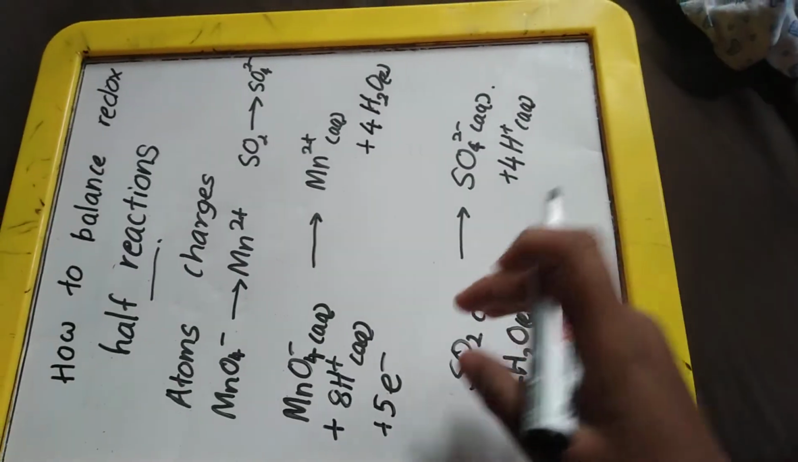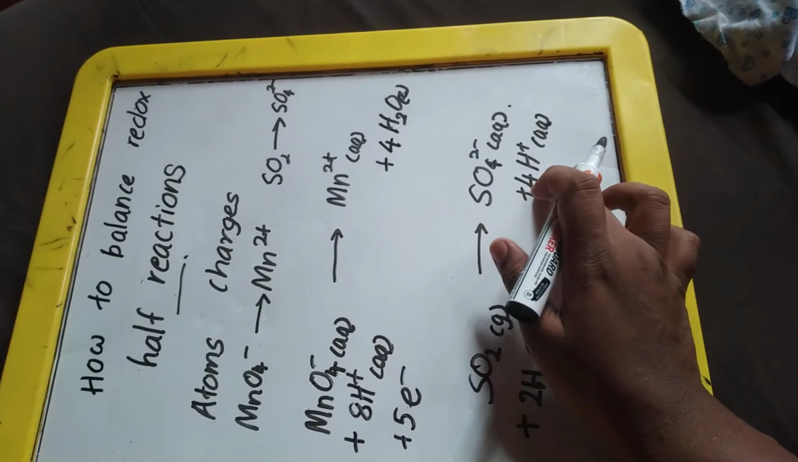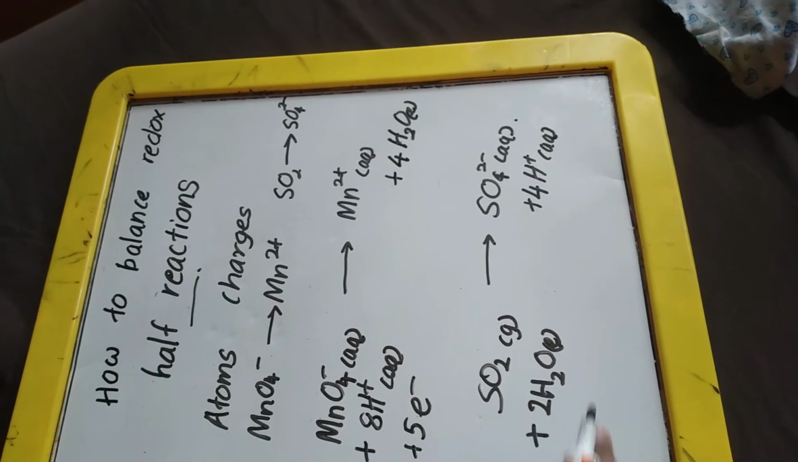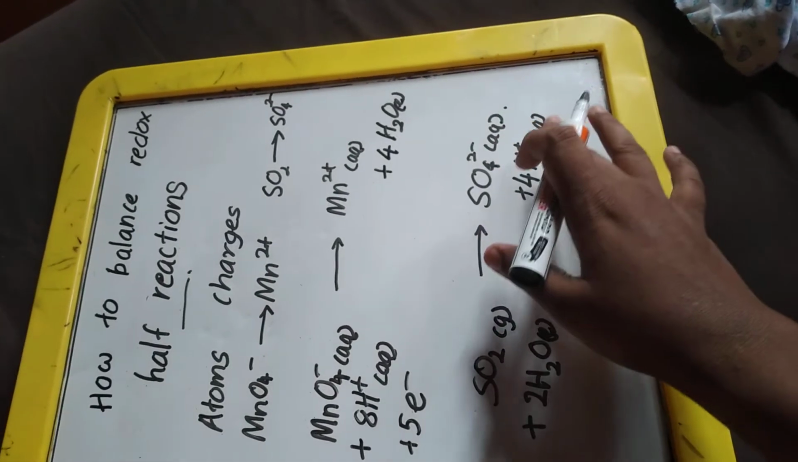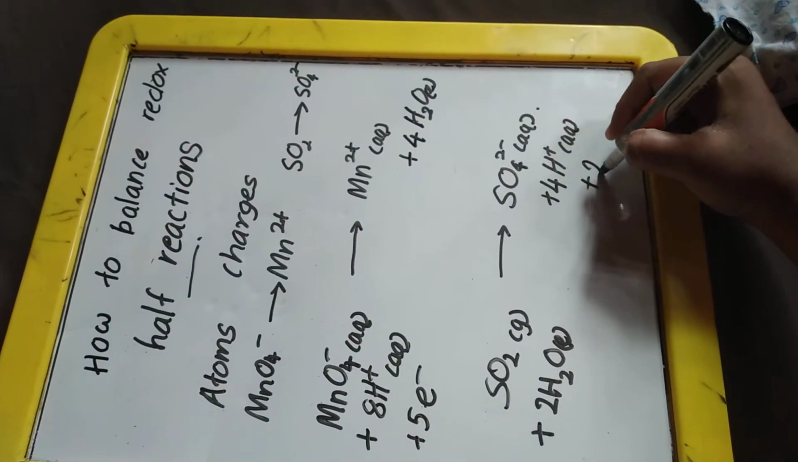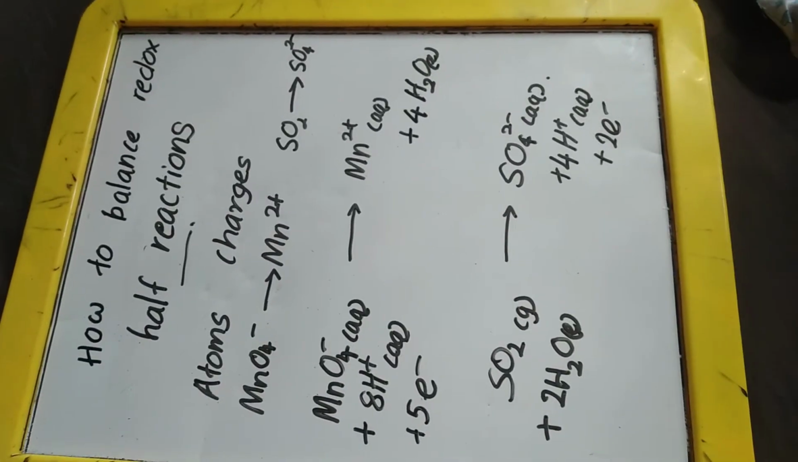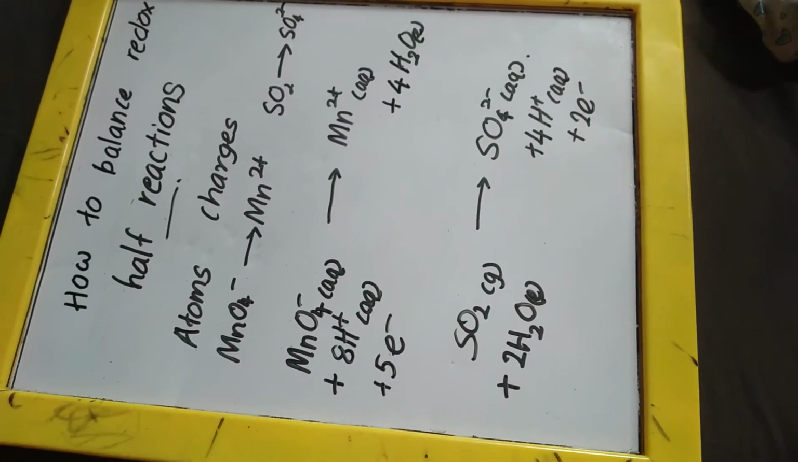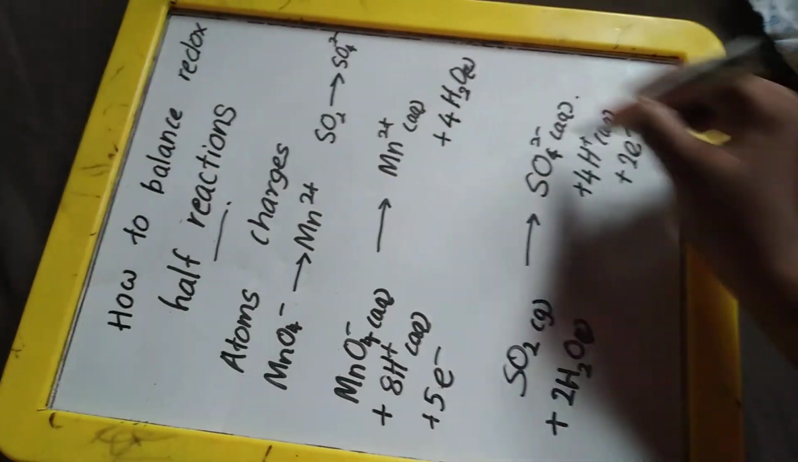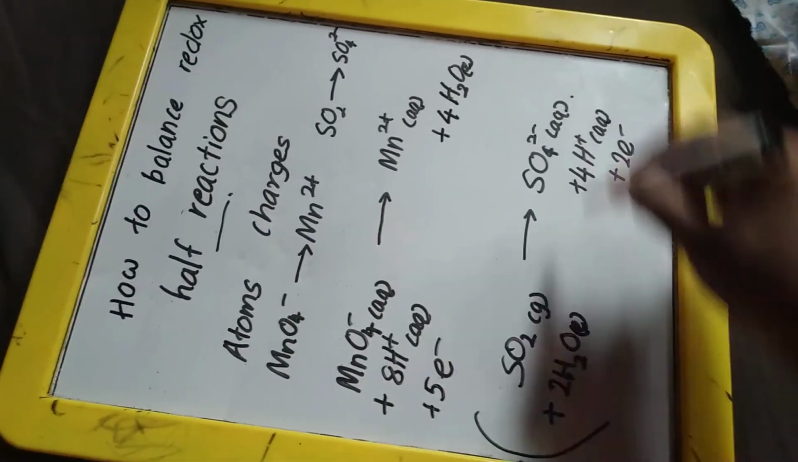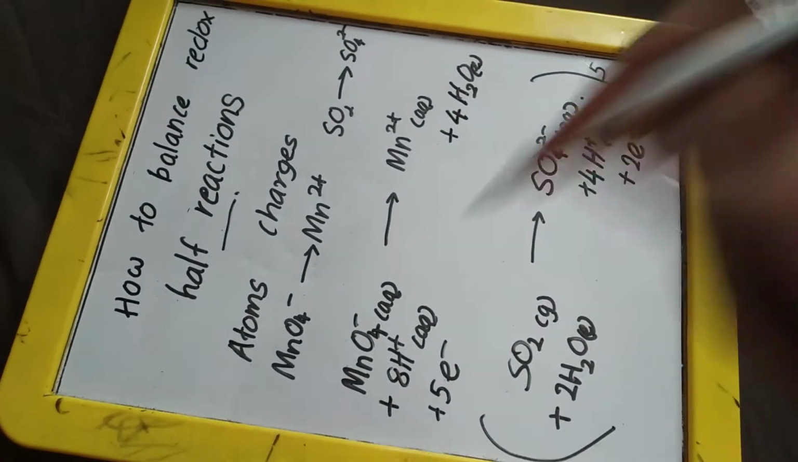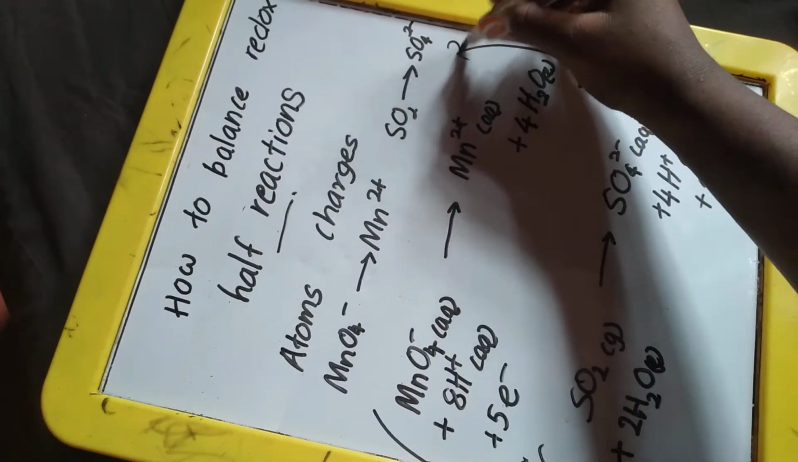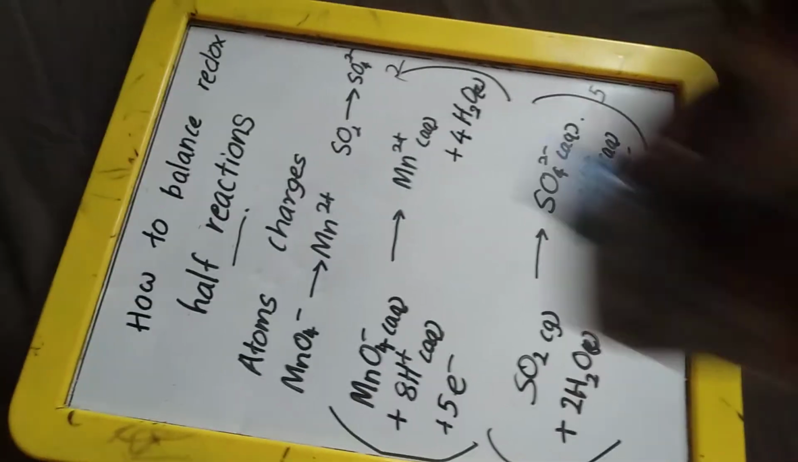Then you can balance the charges. Here it is 4 minus 2, 2. Here it is 0. So this is the more positive side. So to this side you have to add 2 more electrons. Now those equations are balanced, right? So now you have to make a complete equation. For that you have to multiply by the factors. Here 5, so you have to multiply this total equation by 5. Here it is 2, so you have to multiply the other equation by 2.